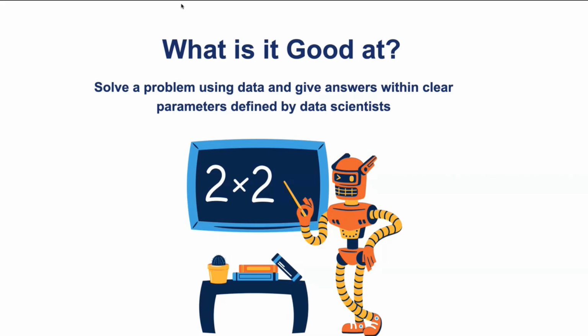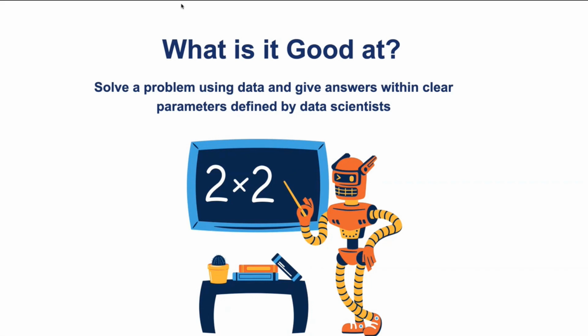Two questions remain. What is it good at? It solves a problem using data and gives answers with clear parameters defined by data scientists, typically speaking, or programmers. Programmers or data scientists will define the parameters and provide the data to the machine. That machine will then learn from it and give answers. That is what a machine learning system does. That's what it is good at. That's what we should expect from it.